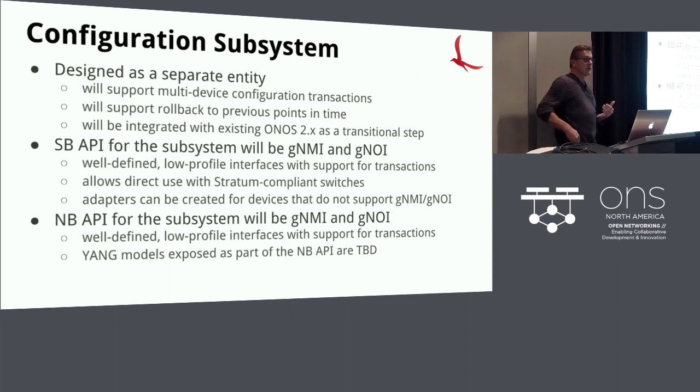On the northbound, it'll also support gNMI and gNOI, in the sense that the protocol interface is very, very tight, very neat, and supports transmission of arbitrary models. It supports transactionality, which is something that we would like to expose to the applications. Of course, the YANG models that we will be sending across southbound will be OpenConfig, and the YANG models that we'll be sending across northbound are yet to be determined. There will be OpenConfig, but then also some network-wide models as well.